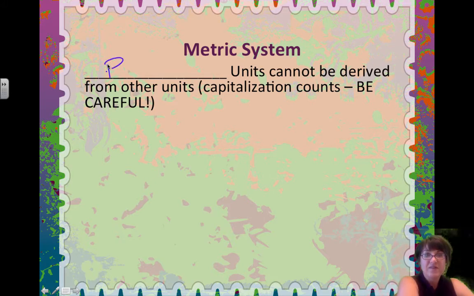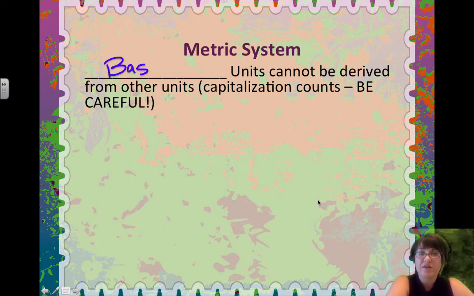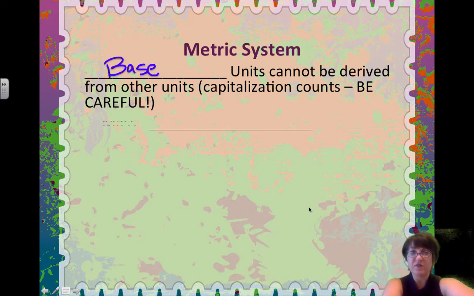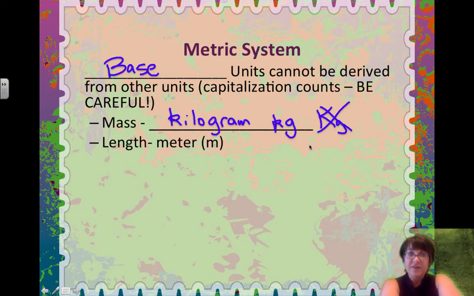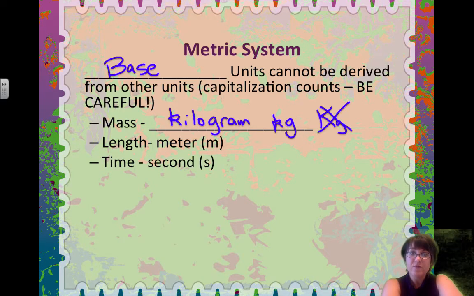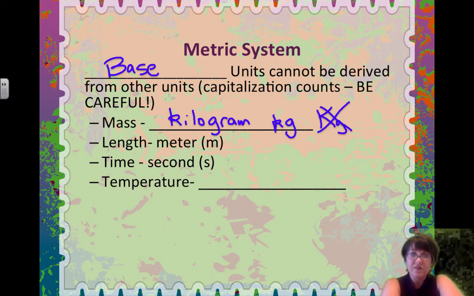If we have a base unit, that means it's the type of unit that cannot be derived from other units. And be careful when you're using units because capitalization is important. So with mass, the base unit is not the gram, it's actually the kilogram. And that abbreviation is a little k and a little g. For length, the meter is the common unit. It's the base unit. In time, we measure in seconds, and that's considered the base unit of the international metric system.